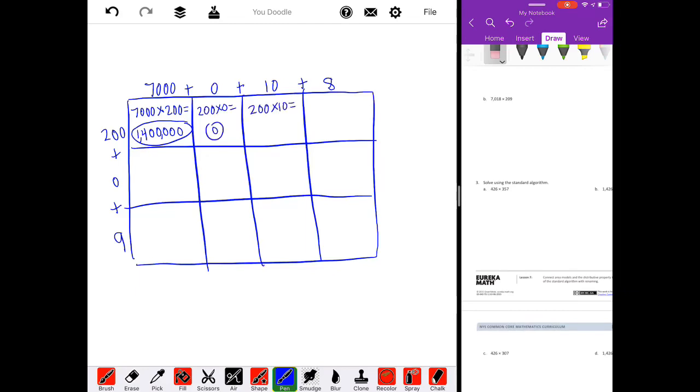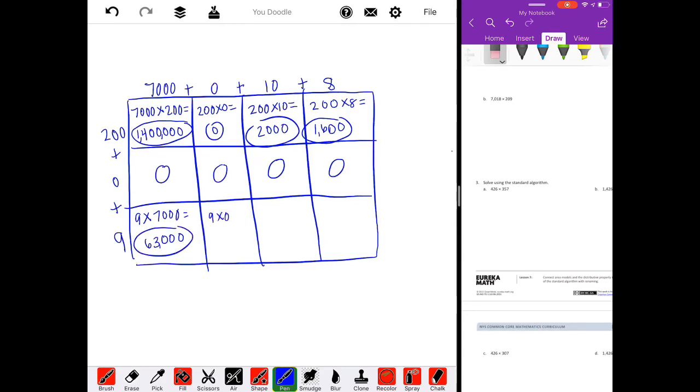200 times 10 equals 2,000. And 200 times 8 equals 1,600. Now this is all multiplying by 0. So 0 times 7,000 is 0. 0 times 0 is 0. 0 times 10 is 0. 0 times 8 is 0. And then down below we have 9. So 9 times 7,000 equals 63 with 3 zeros. So 63,000. 9 times 0 equals 0. 9 times 10 equals 90. And 9 times 8 equals 72.